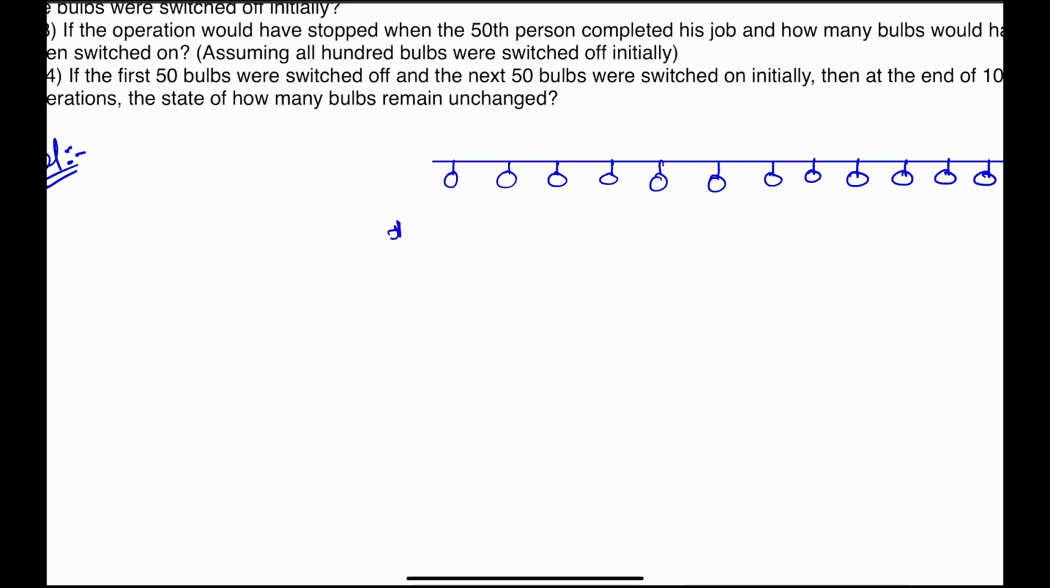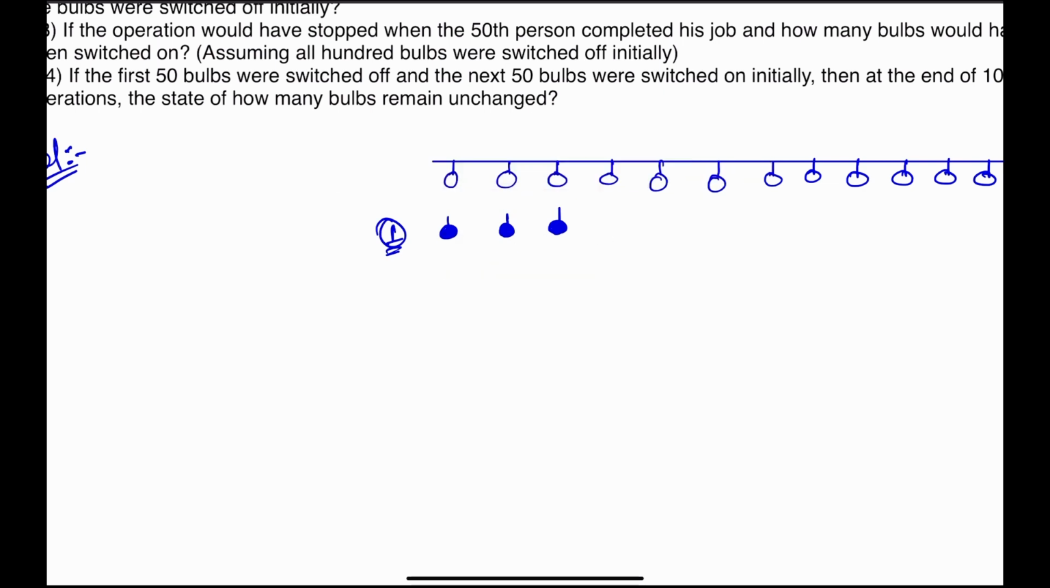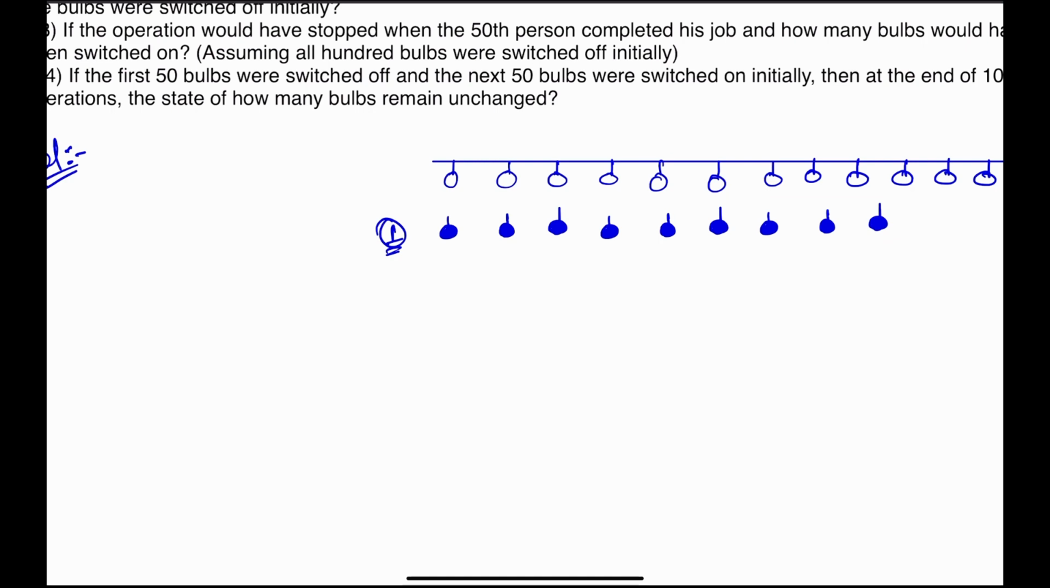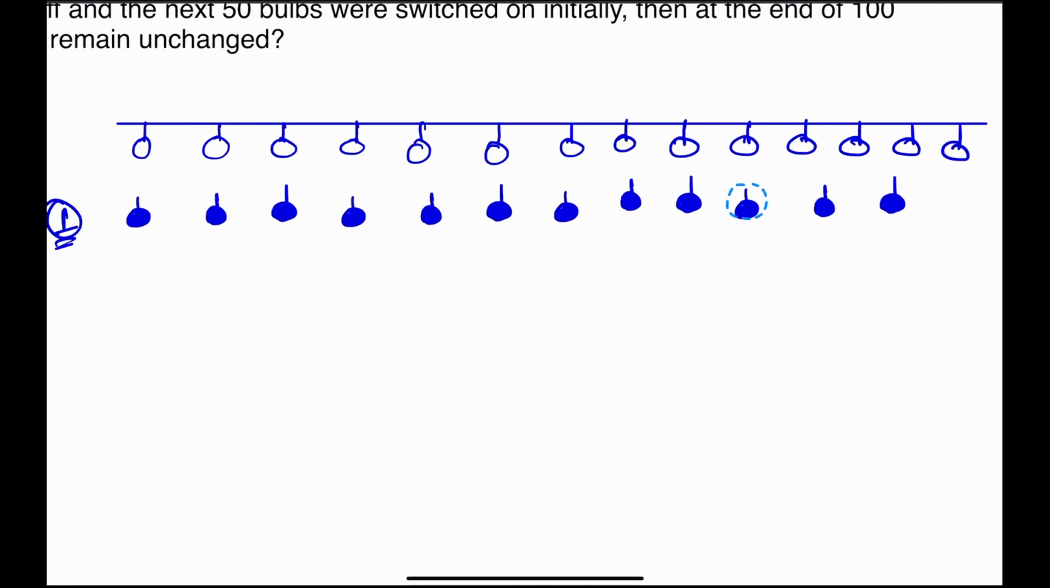The first person will come and switch on. I will give this sign for switch on. It will take a lot of time, so I have made just a few because of the time constraint, but he switches on all the bulbs. This is what is happening, so till here it is going.